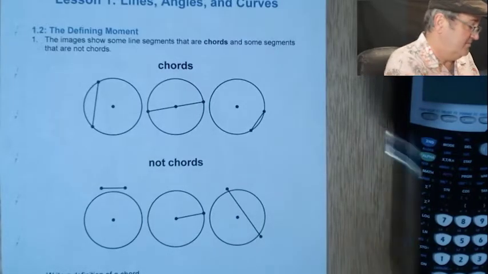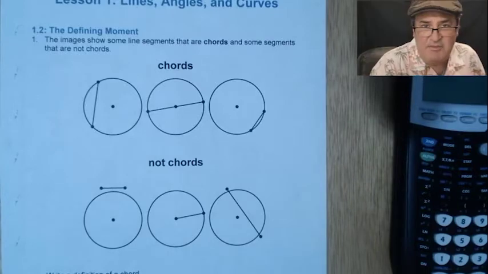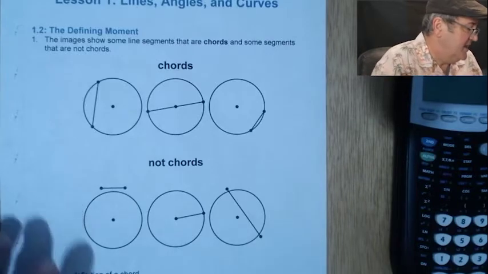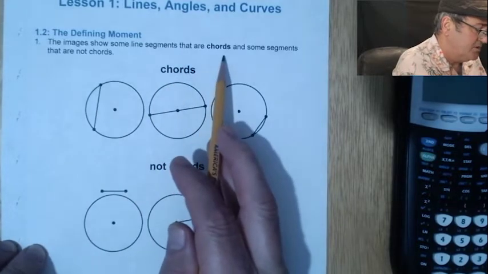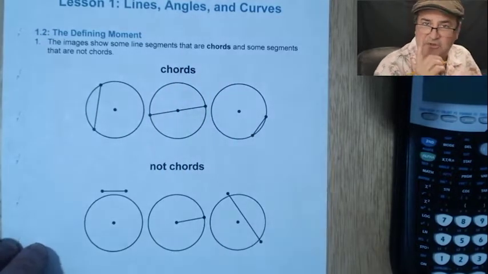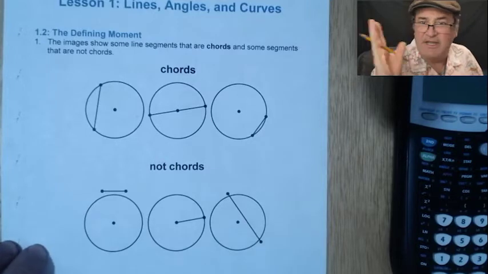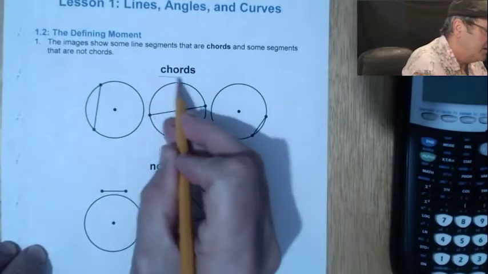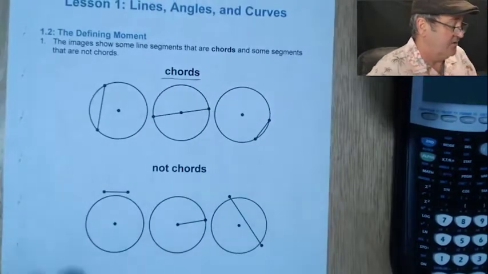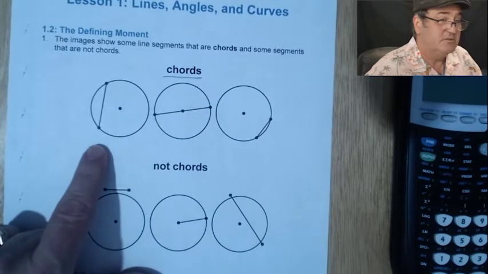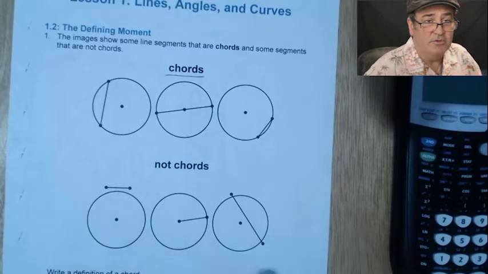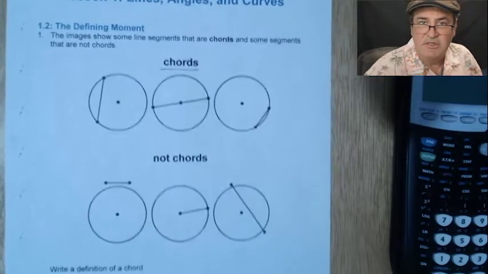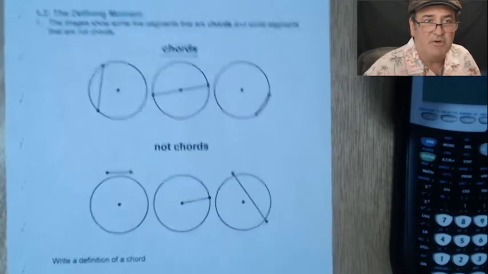All right. Lines, angles, and curves. We're going to be looking at different things about circles today. So the defining moment. These images show some line segments that are chords and some that are not chords. So this is going to tell us the difference between a chord and something that's not a chord. Chord, spelled C-H-O-R-D. So these are chords. Okay? These are not chords. Notice the difference? It wants us to write a definition of a chord.